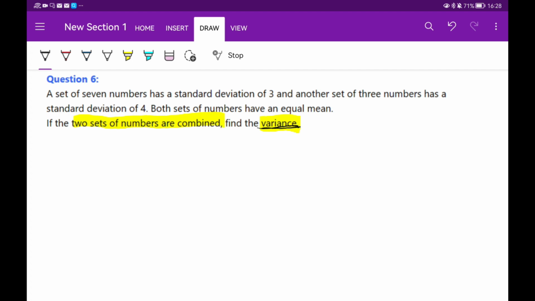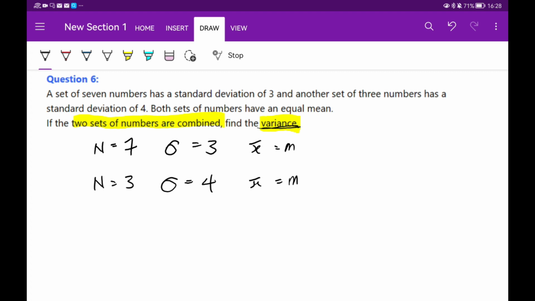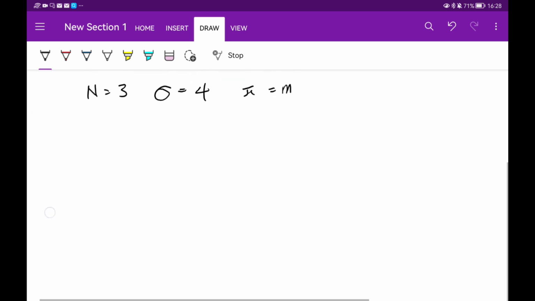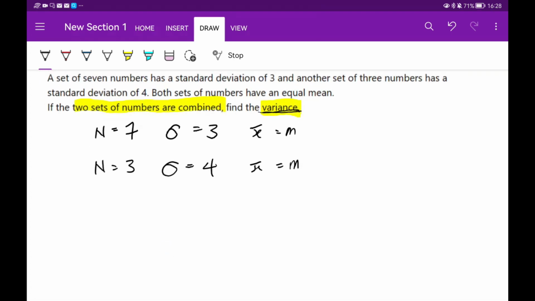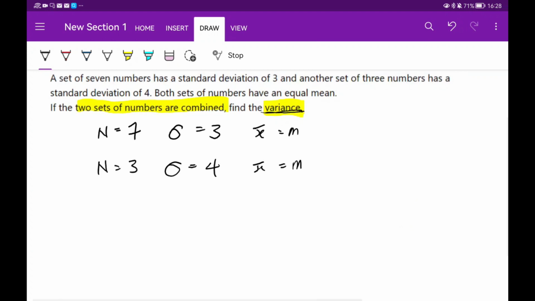Alright, so first we have 7 numbers and the standard deviation is 3. And another set, we have 3 numbers and a standard deviation of 4. Both sets have an equal mean, which means this mean and this mean are equal. So I write it as m. They have the same mean. We need to do 2 parts first, because we have 2 different sets.